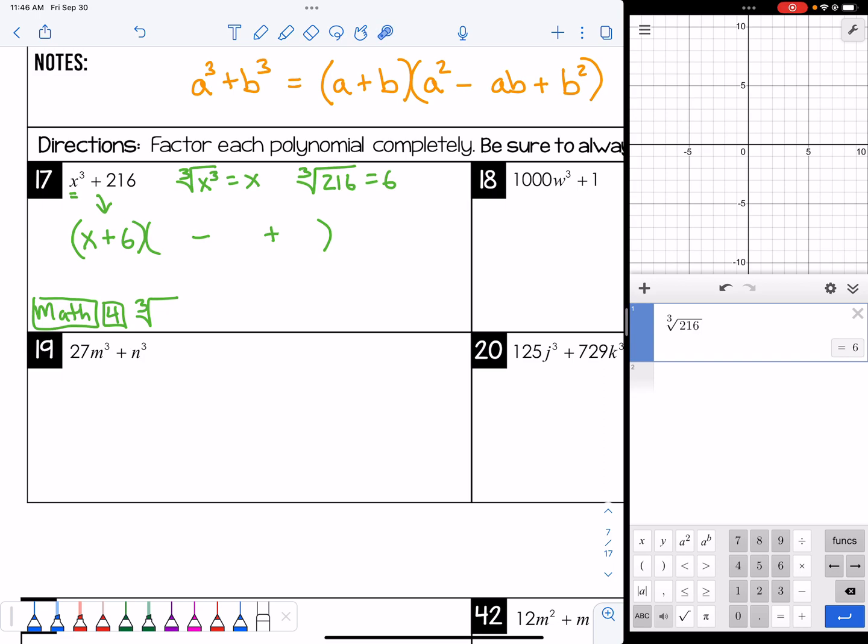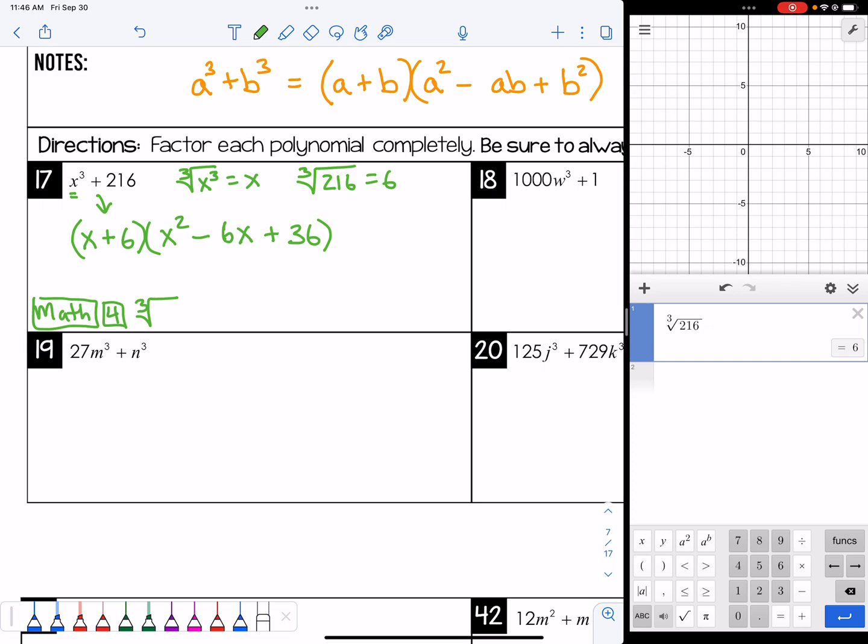And then we're going to square the first term to get the first term. So that'll give me x squared. Square the last term in the binomial to get the last term in the trinomial. So that'll be 6 squared, which is 36. And then multiply these two together, but ignore the signs because you've already put your signs in place. And that would be 6x. All right, so that's it for 17. Let's look at another one.